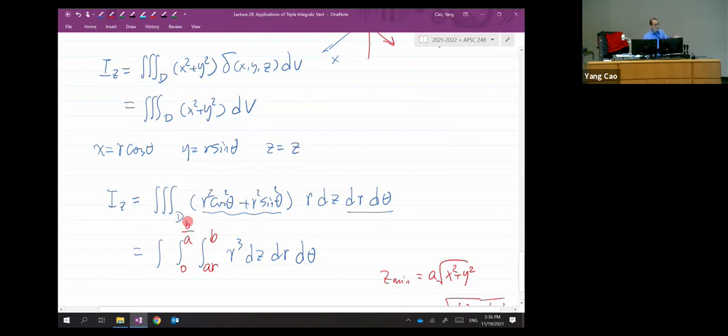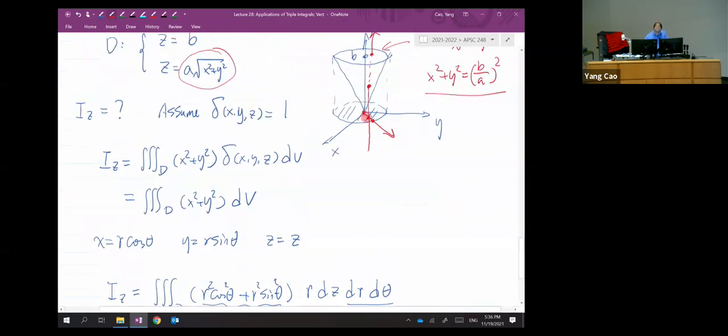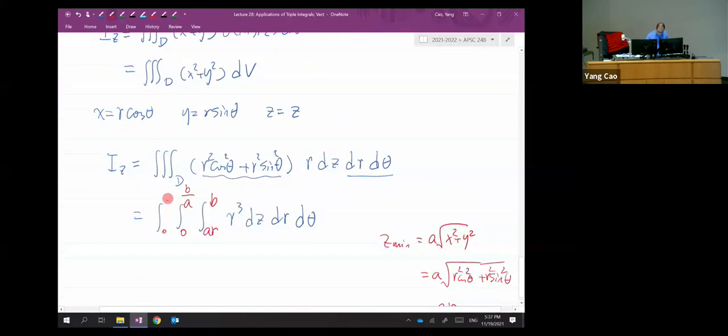The next step is the theta limits. Rotate this whole thing. If you have a full circle, then theta must be from 0 to 2 pi. This concludes the three limits for dz, dr, and d theta. And then the rest of the work is to calculate this carefully to find the right value.